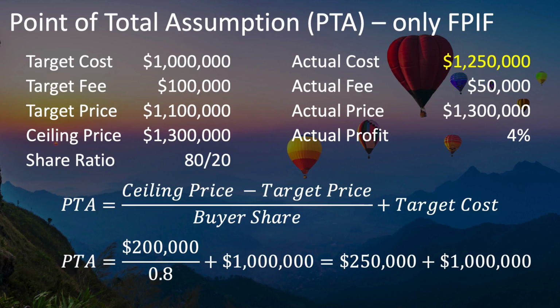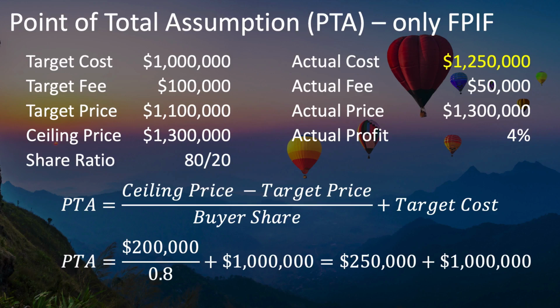Now we know that the point of total assumption happens when the actual price reaches the ceiling price. So we set actual price to $1.3 million. Subtracting the actual cost from this leaves the actual fee of $50,000 for an actual profit of 4%. Notice that the seller still made a profit, just not much of one.